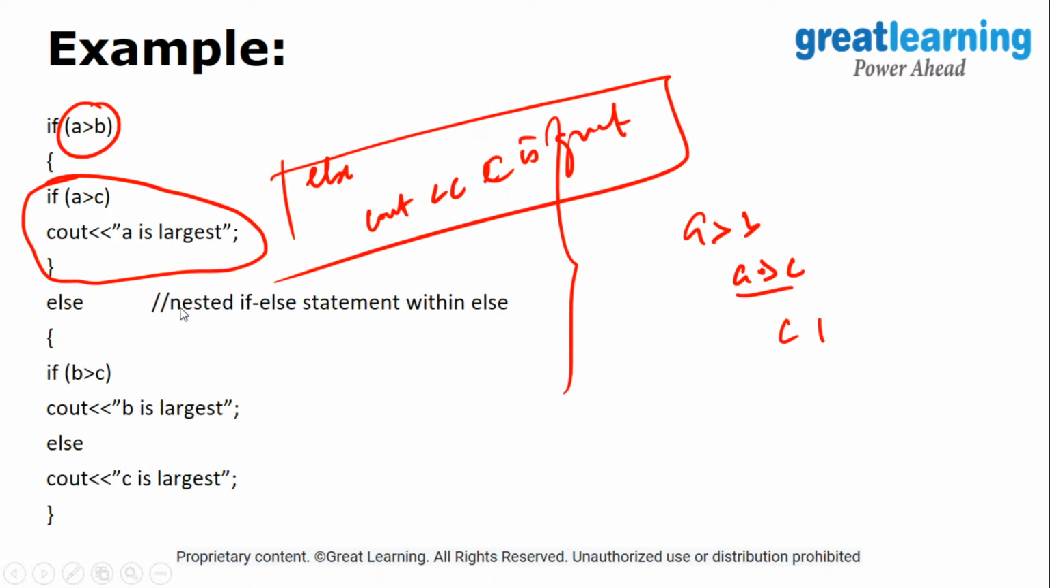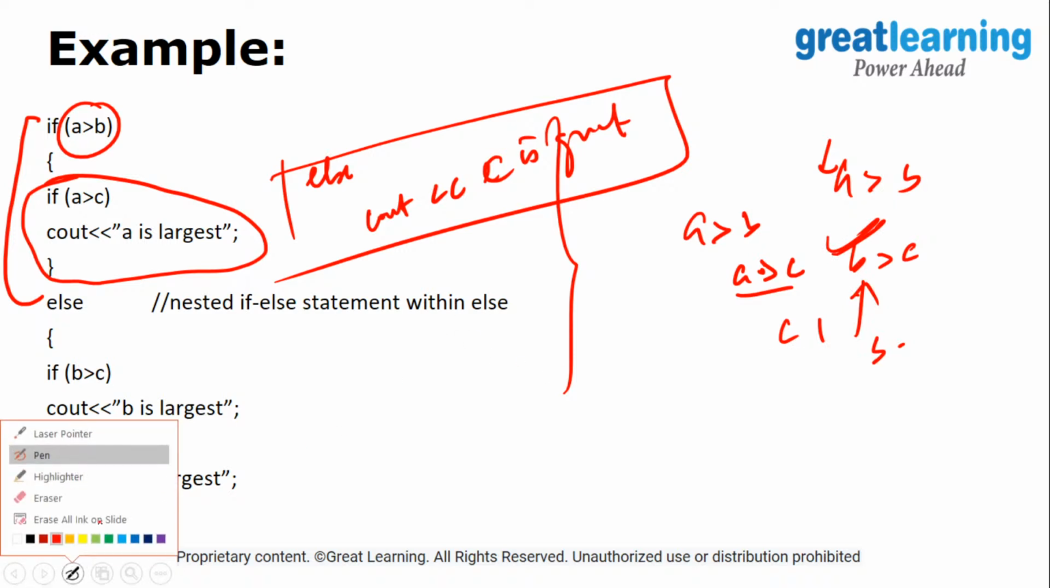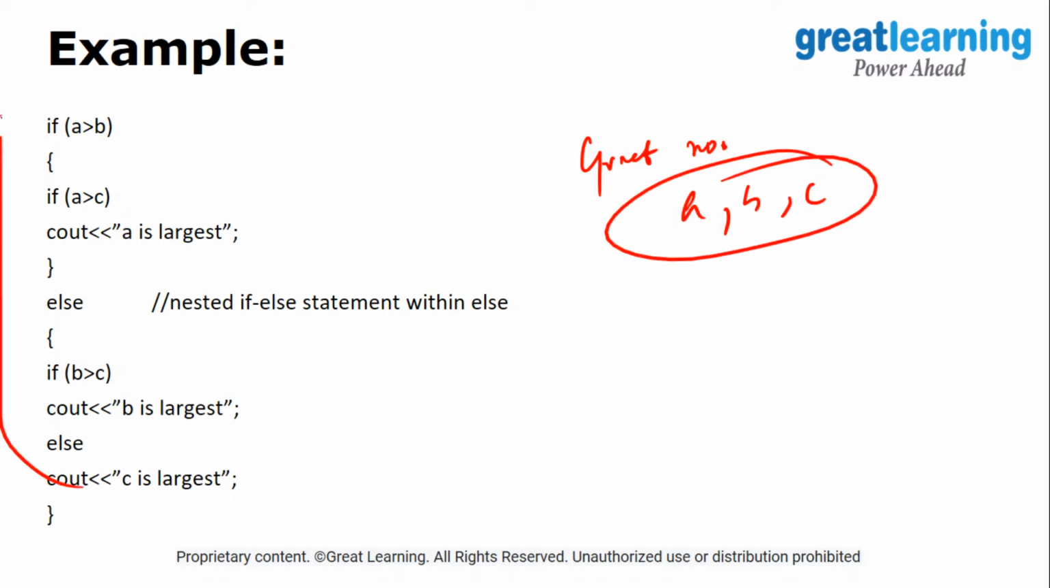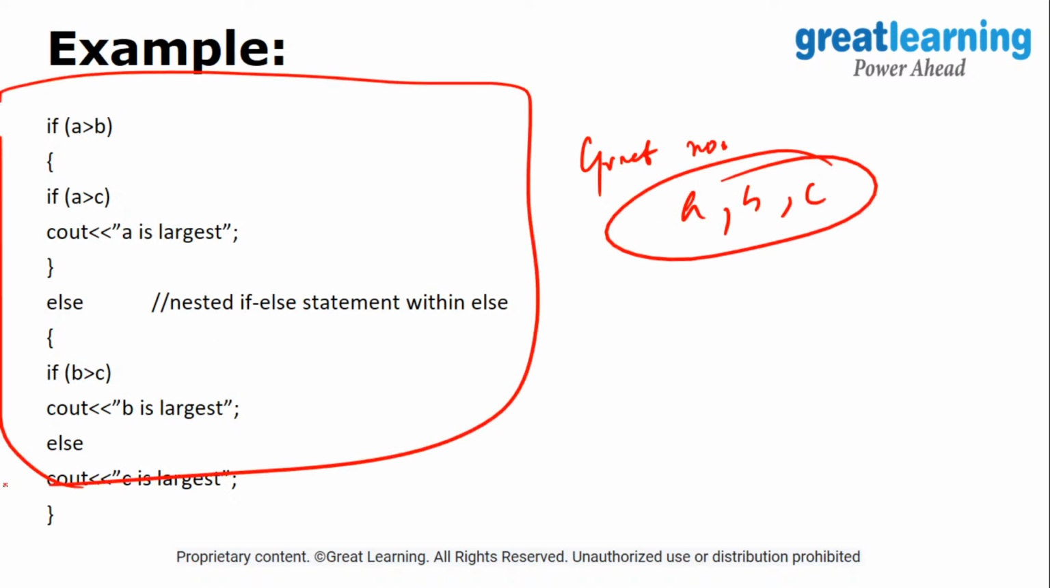And if this block is not executed, that is, a is not greater than b, that means a is smaller than b, then I need to check if b is greater than c. If b is greater than c, that means b is the greatest. So this is basically a program to calculate the greatest among three values a, b and c. This is how you write it with the help of if and else if statements.